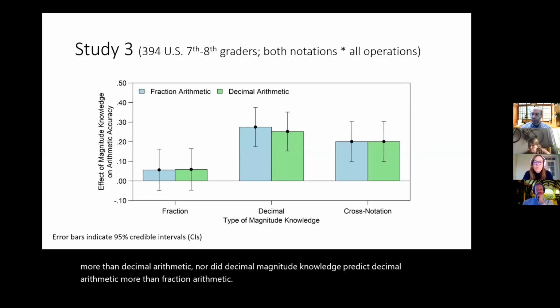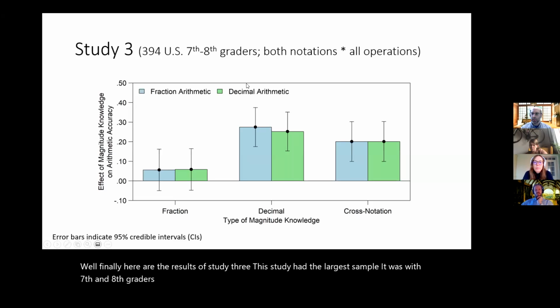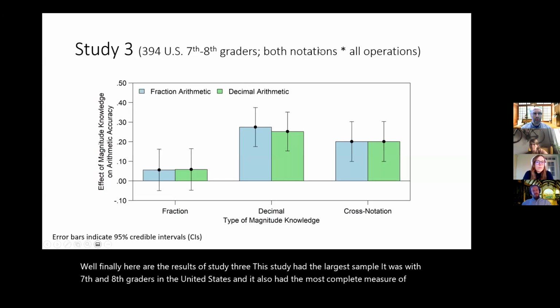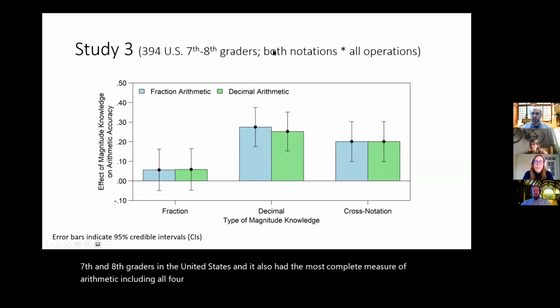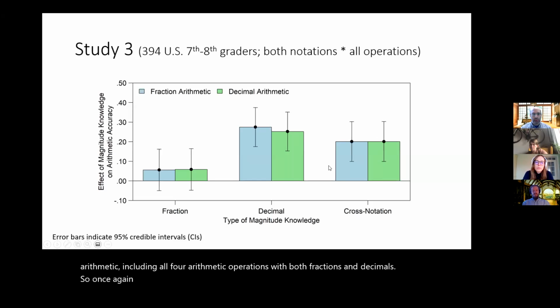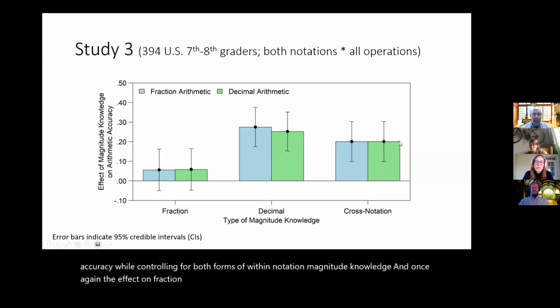Finally, here are the results of study 3. This study had the largest sample. It was with 7th and 8th graders in the United States, and it also had the most complete measure of arithmetic, including all 4 arithmetic operations with both fractions and decimals. So once again, cross-notation magnitude knowledge had a significant effect on arithmetic accuracy while controlling for both forms of within-notation magnitude knowledge. And once again, the effect on fraction arithmetic didn't differ from the effect on decimal arithmetic.